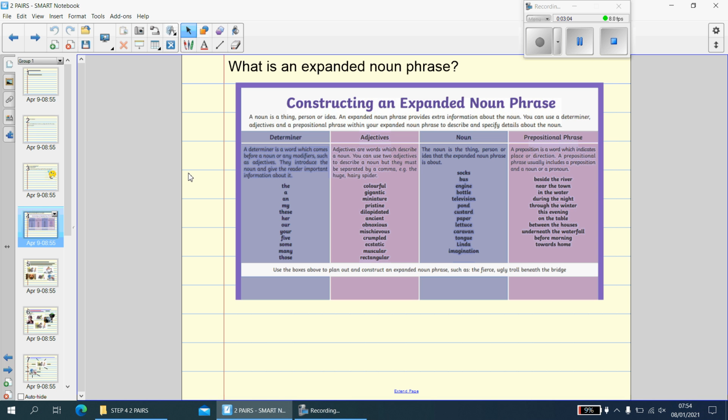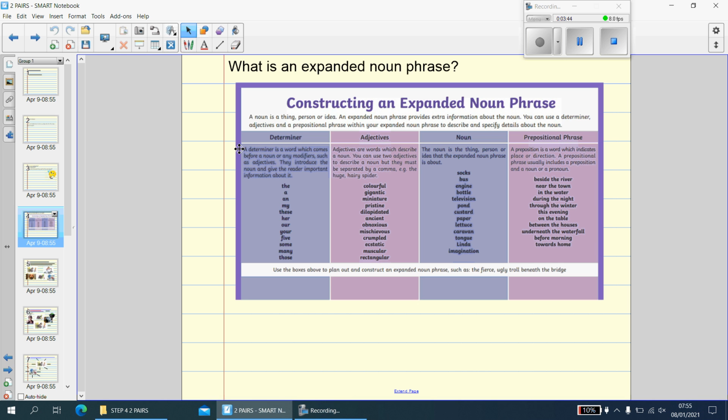So now we know what a noun is, we're going to be moving on to an expanded noun phrase. Now we have spoken about these and you use them lots in your writing, you might just not realise it. So a noun is a thing, person or idea, we've already said that. And an expanded noun phrase adds that extra information about the noun. It normally has a determiner, an adjective, and then your noun. Okay, so sometimes instead of, let's think of an example. An expanded noun phrase could be the small boy. The is your determiner, small is your adjective, and boy is your noun.